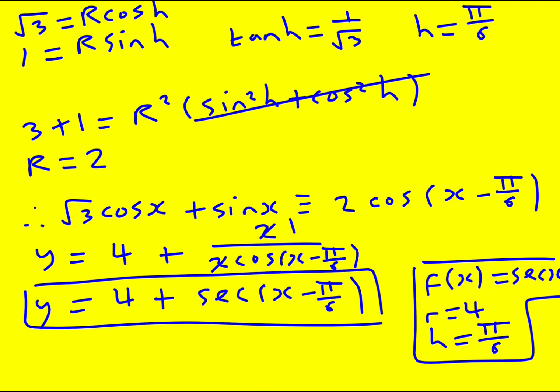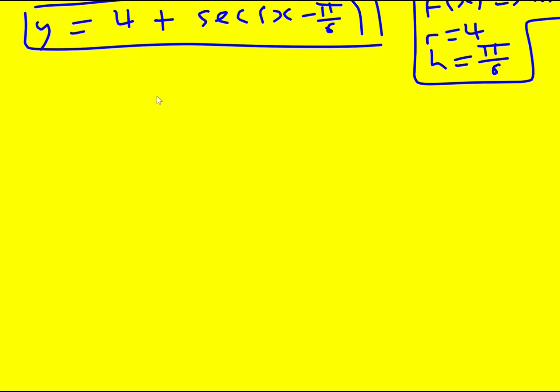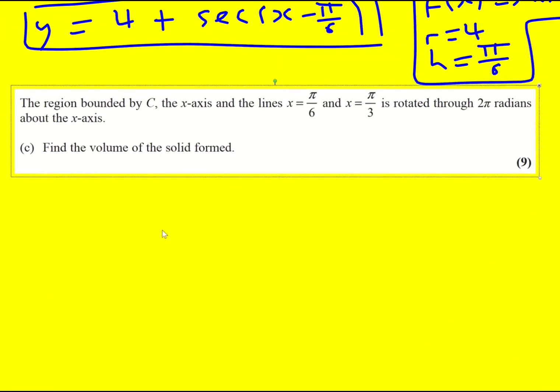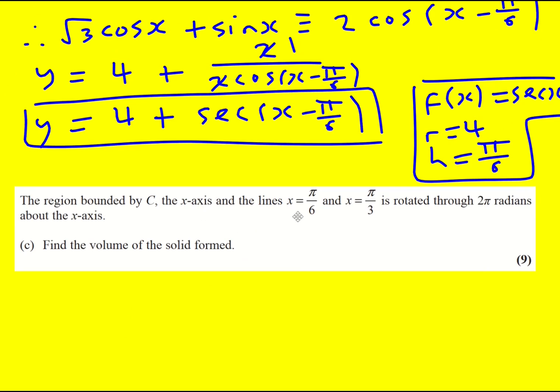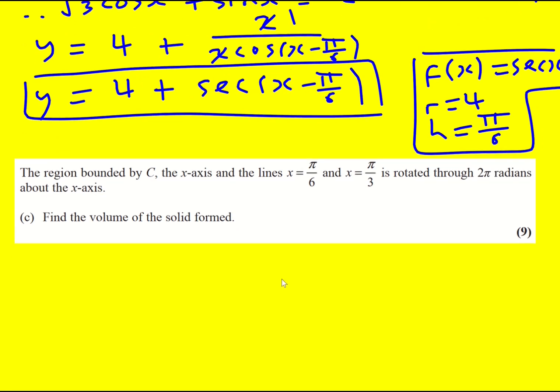Okay, final part of this question. Let's do this. We're told that the region bounded by C, the x-axis, and the lines x equals pi over 6 and pi over 3 is rotated through 2 pi radians about the x-axis. Find the volume of the solid formed.